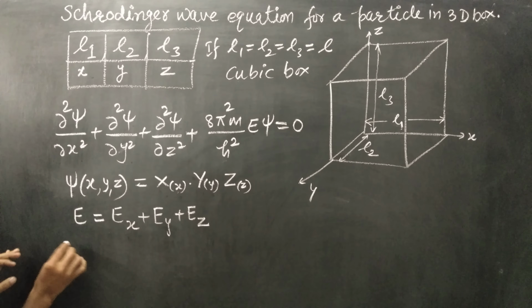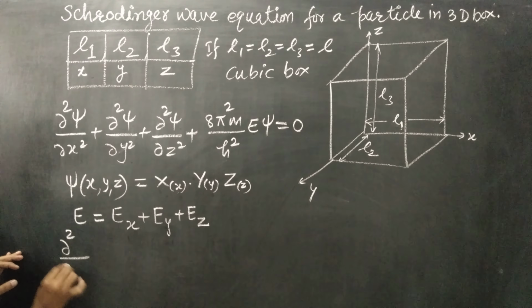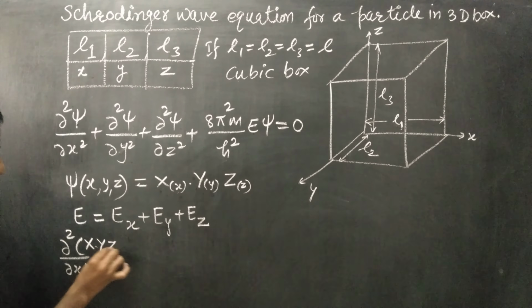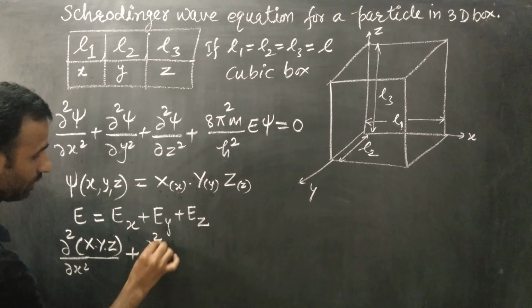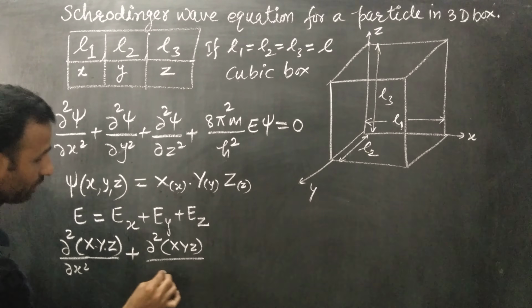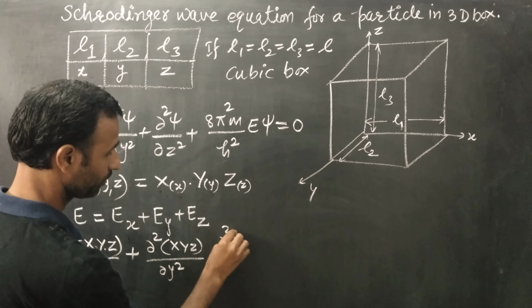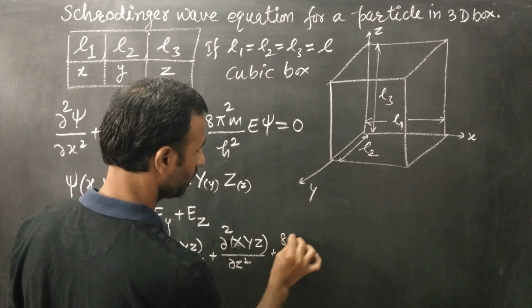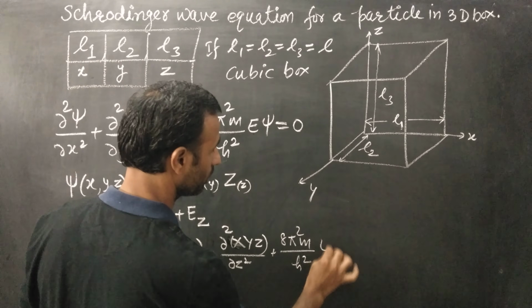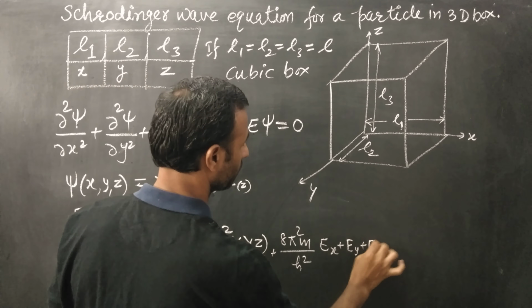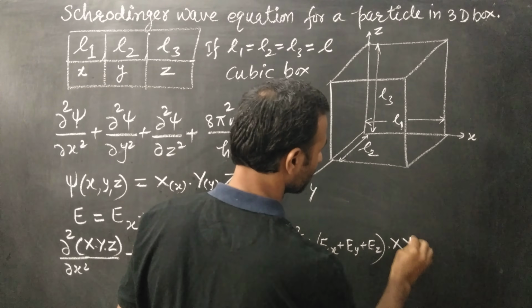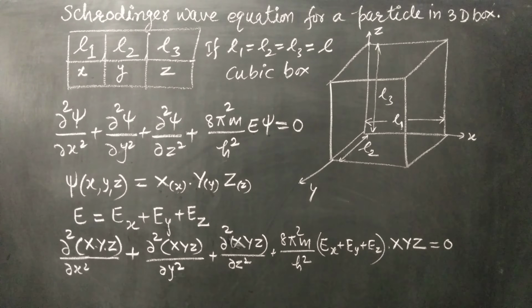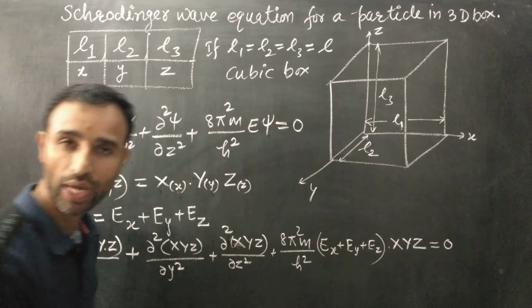Right? Now let us write del square over del x square, changing psi into X, Y and Z, X into Y into Z, plus del square of X Y Z upon del y square plus del square of X Y Z upon del z square plus 8 pi square m upon h square into Ex plus Ey plus Ez into X Y Z, because this is psi, that is equal to 0. Right? Is it visible? Yes.